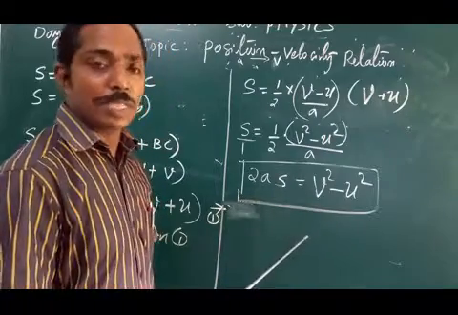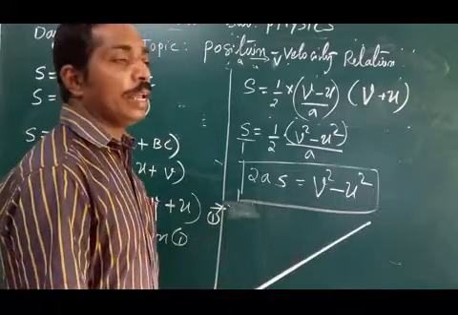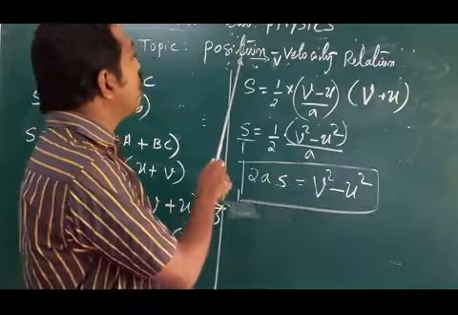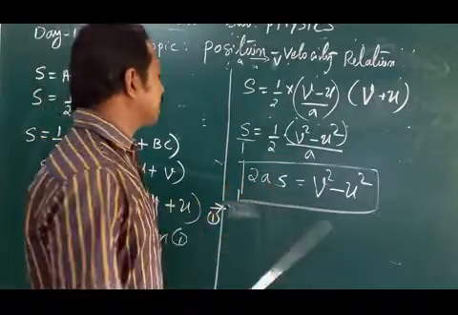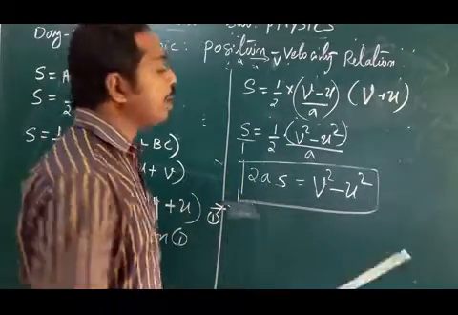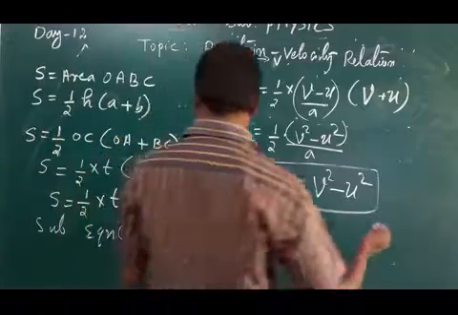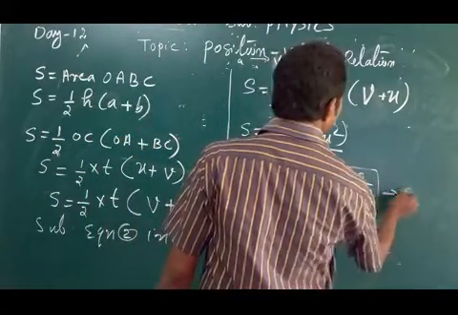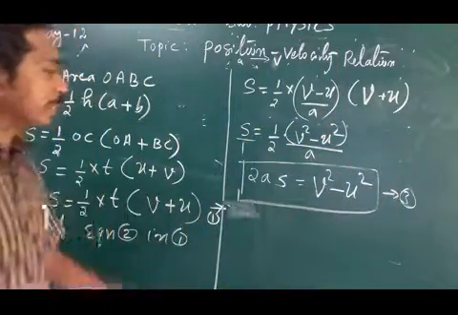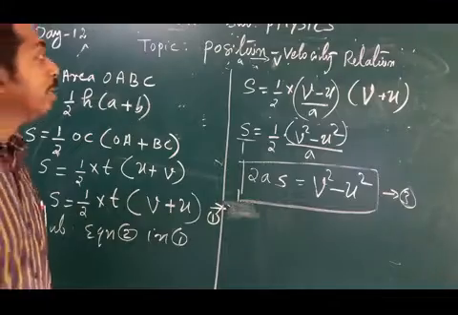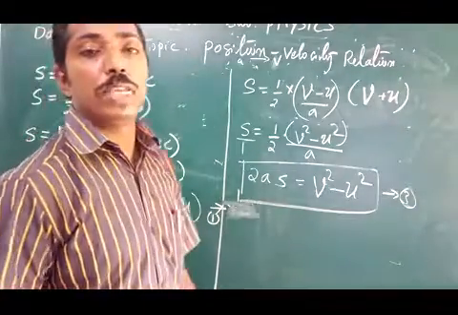In the previous equations time is there. But here time we removed and we have a position velocity relation. 2AS is equal to V square minus U square. This is equation number 3. The previous equation I wrote as number 2, that's why this is equation number 3. This is the position velocity relation.